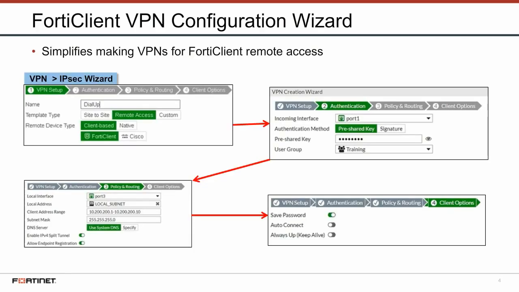If your clients are only FortiClient, there's a simpler alternative to configure the Dialup server. Use the VPN wizard. It will use route-based VPN and will enable IKE Mode Config, XAuth, and other appropriate settings.